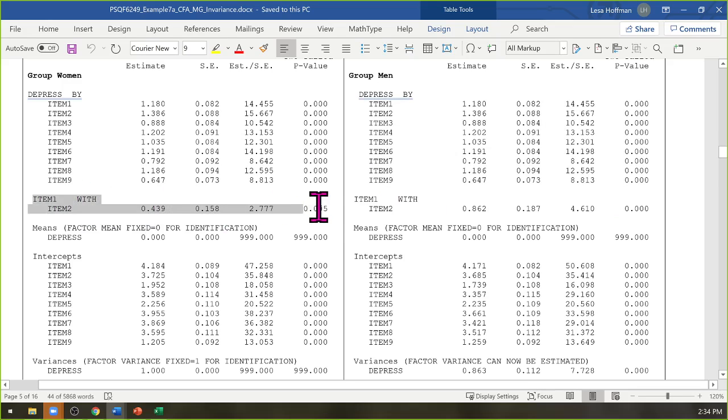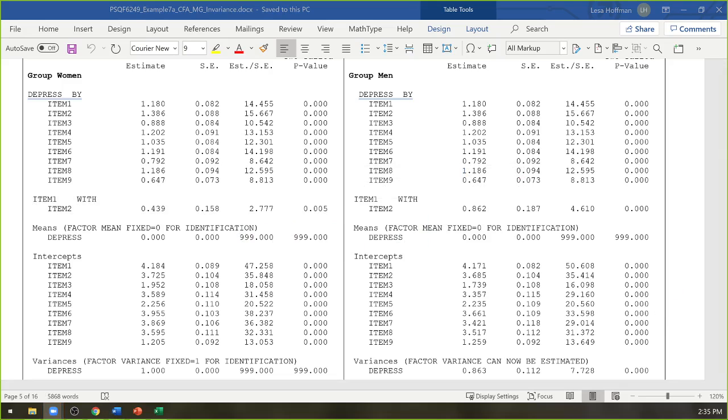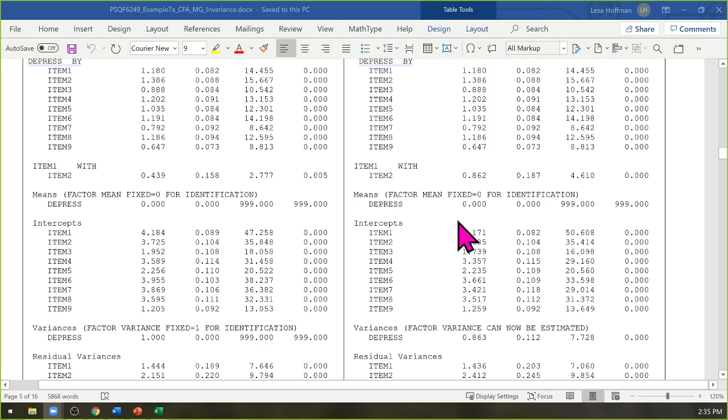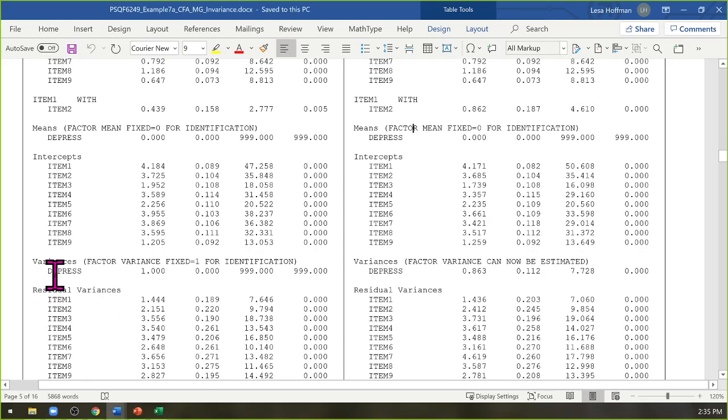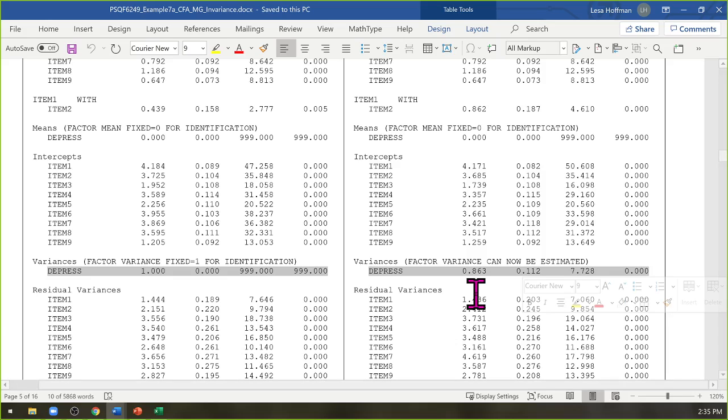The covariance between item 1 and item 2's residuals still gets to be different. The means are still both fixed to 0 for identification. The intercepts are all still different. But the variances now we can compare. So the variance in the men as the alternative group is only 0.86. So it looks like men are slightly less variable in their levels of the depression trait than women.